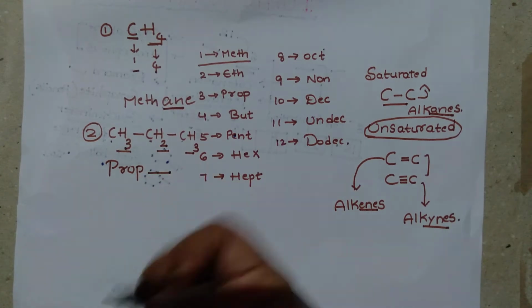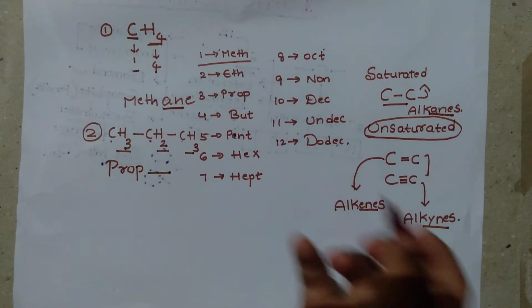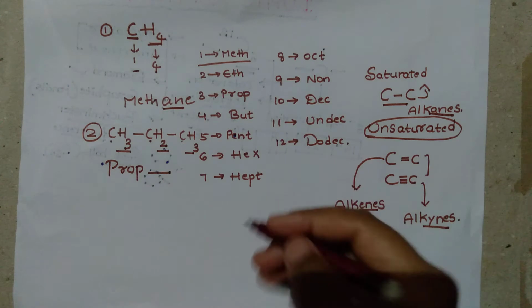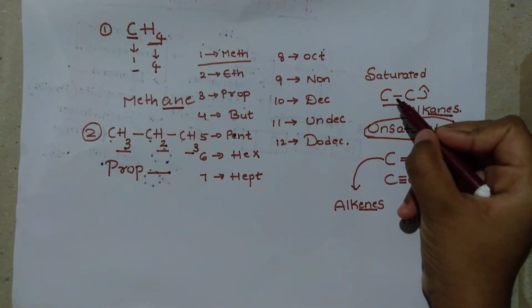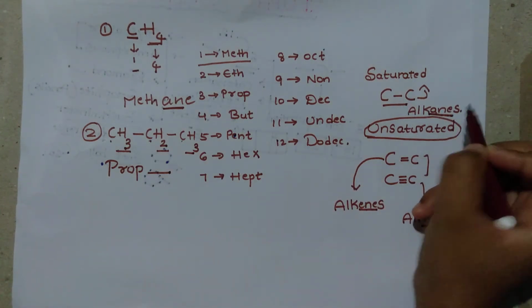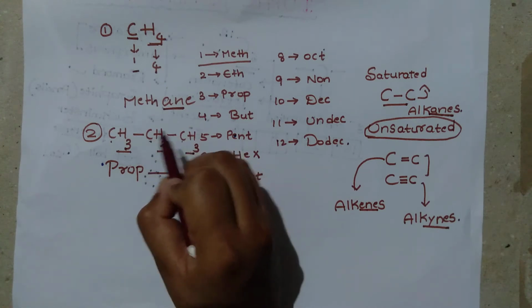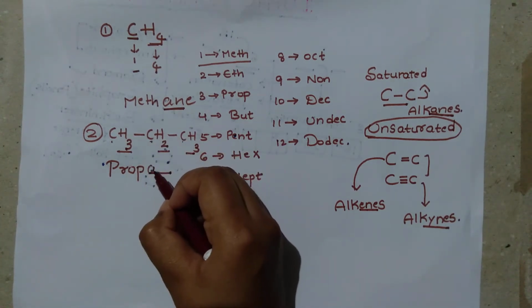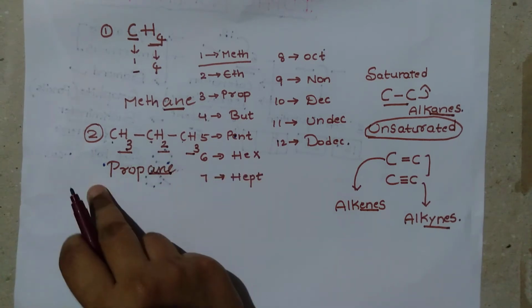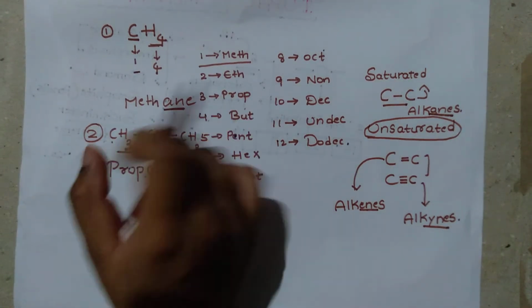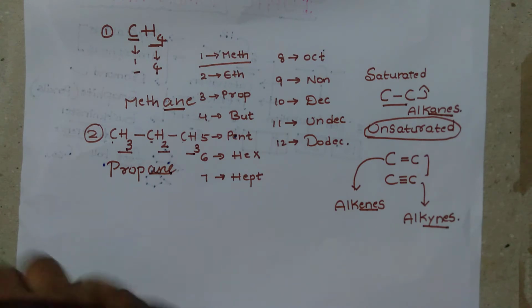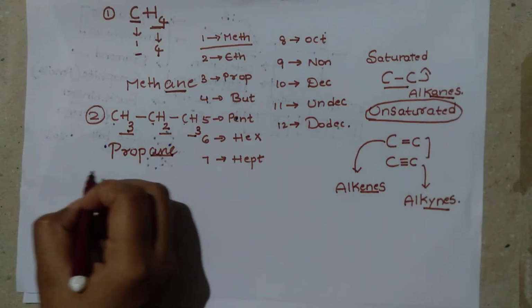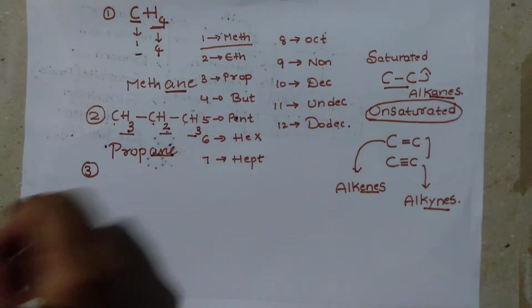And what do we need to write as the suffix here? Let us check it out. When there is a single bond, we need to write ane. There is a single bond between each and every atom, so we need to write ane over here. Propane is the name of this organic compound. So, going on to the next example.